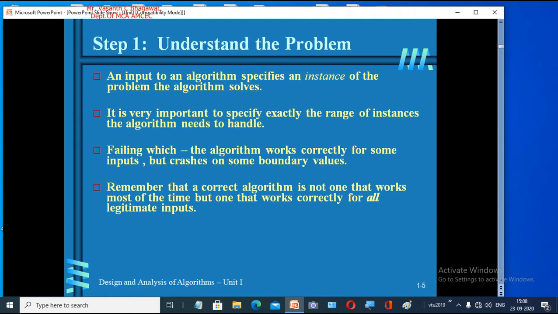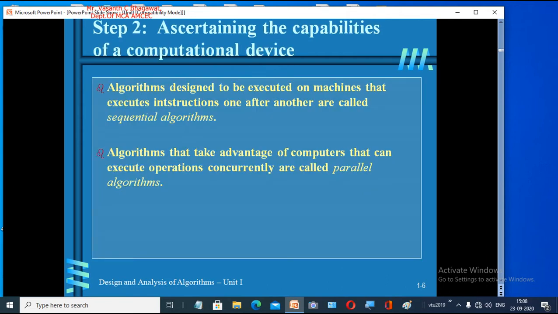See, your program of addition of two numbers may be correct, but the input you are going to give is very, very important. Have you given correct input? So that's what we mean by legitimate input. You have to remember that for all legitimate input, in a given particular time, the algorithm should work exactly and give the result. Then we can say that the algorithm is correct. So that is the first important step: understand the problem, what is the input, the legitimate input, the range of the input. That is the first step.